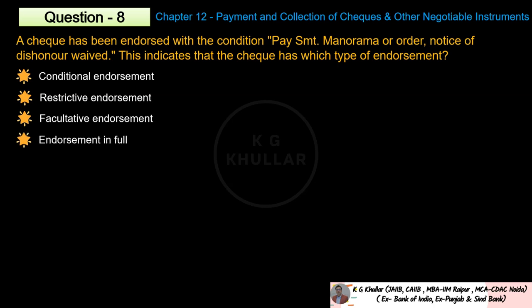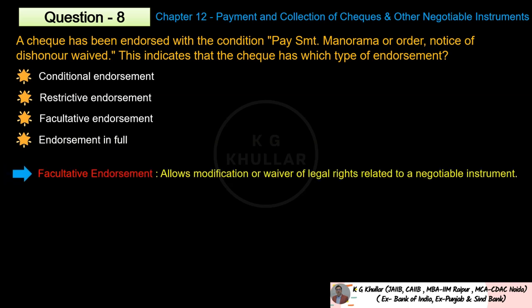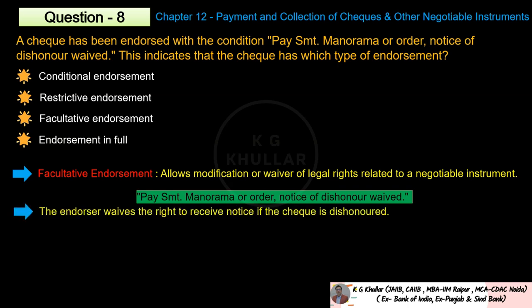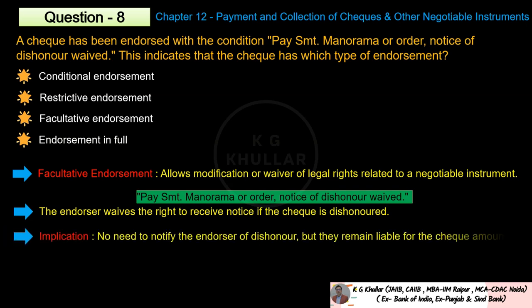Now friends, the correct option for the given question is option C. Please note, a facultative endorsement allows the endorser to modify or waive certain legal rights related to the negotiable instruments. Now in our case of the endorsement, pay Shrimati Manorma or order, notice of dishonor waived, the key point is that the endorser has chosen to waive the right to receive a formal notice if the check is dishonored. Friends, normally if a check is dishonored, the holder of the check must notify the endorser about this failure of payment, allowing the endorser to take action if necessary.